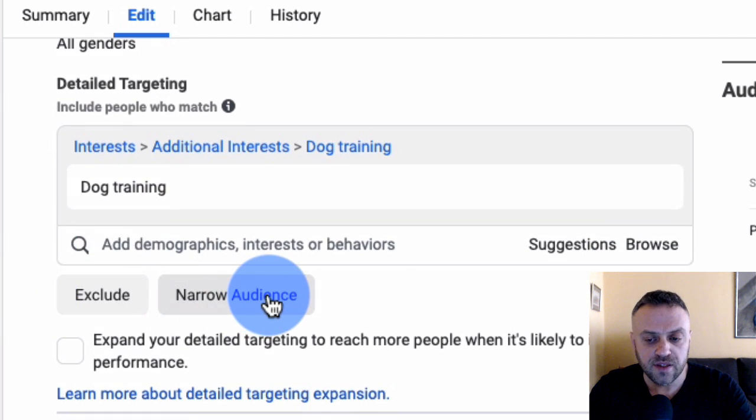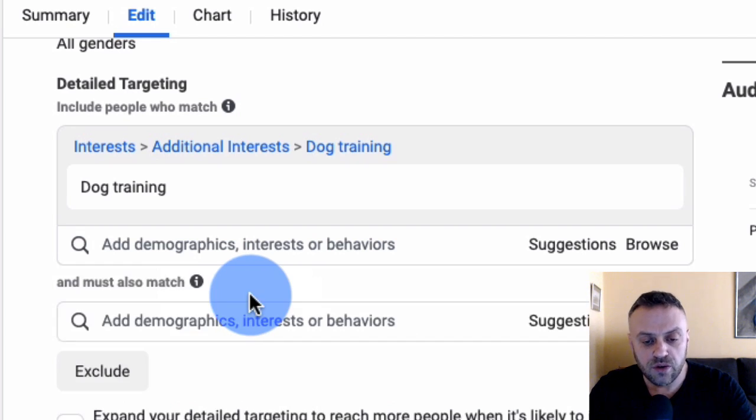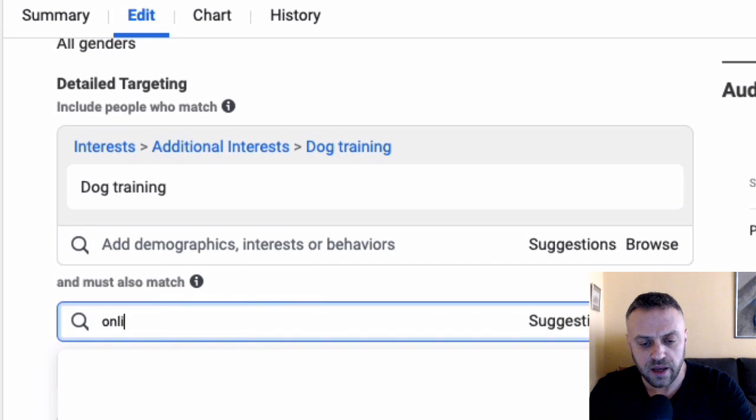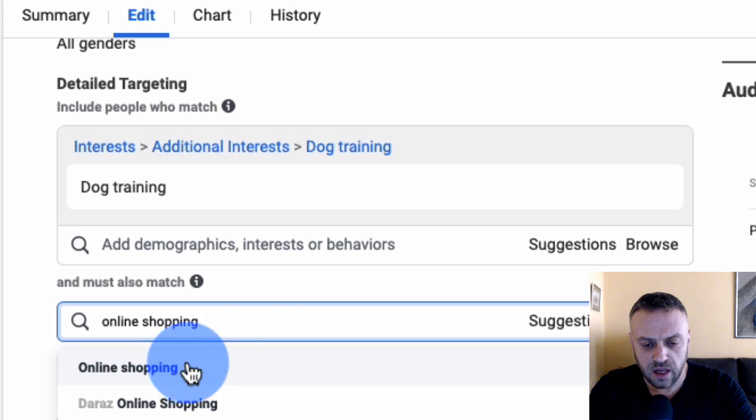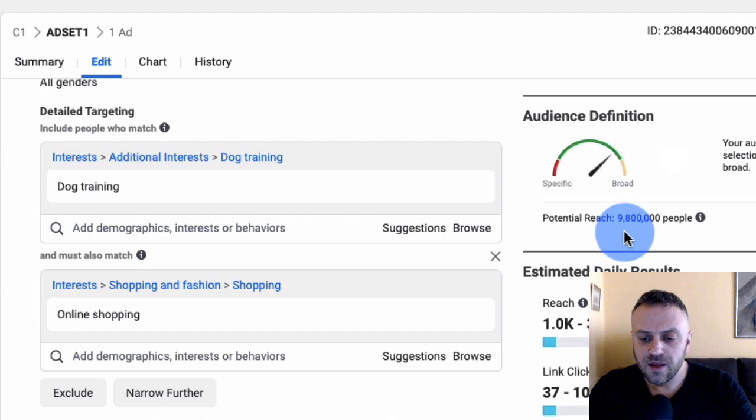I might narrow it somewhat. It's 10 million. It's a little bit higher than I typically like, but it's good enough. So, sometimes I might even narrow it down with maybe online shoppers or things like that. So if you want to narrow, all you need to do is click on narrow, and you want to do something like online shopping and see how that works. And let's see, we have an online shopping, we narrow it, and let's see what we have. We have 9.8 million.